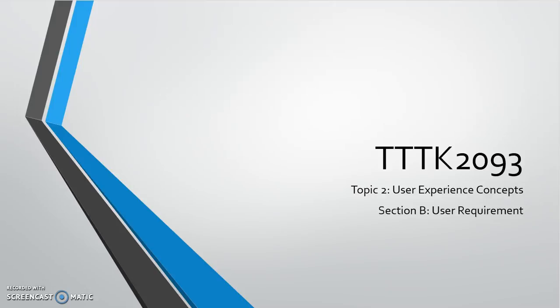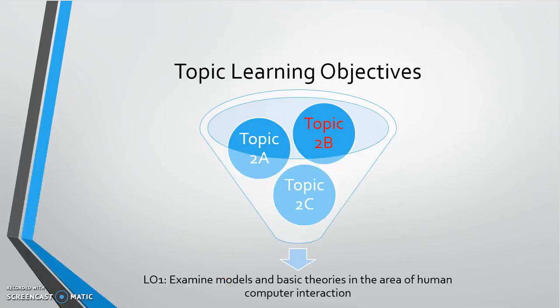TTTK2093 Topic 2 User Experience Concept Section B User Requirement. Topic 2B focuses on the user requirement. It outlines various methods to obtain user requirement and how to document them. Topic B is focused at learning objective 1.